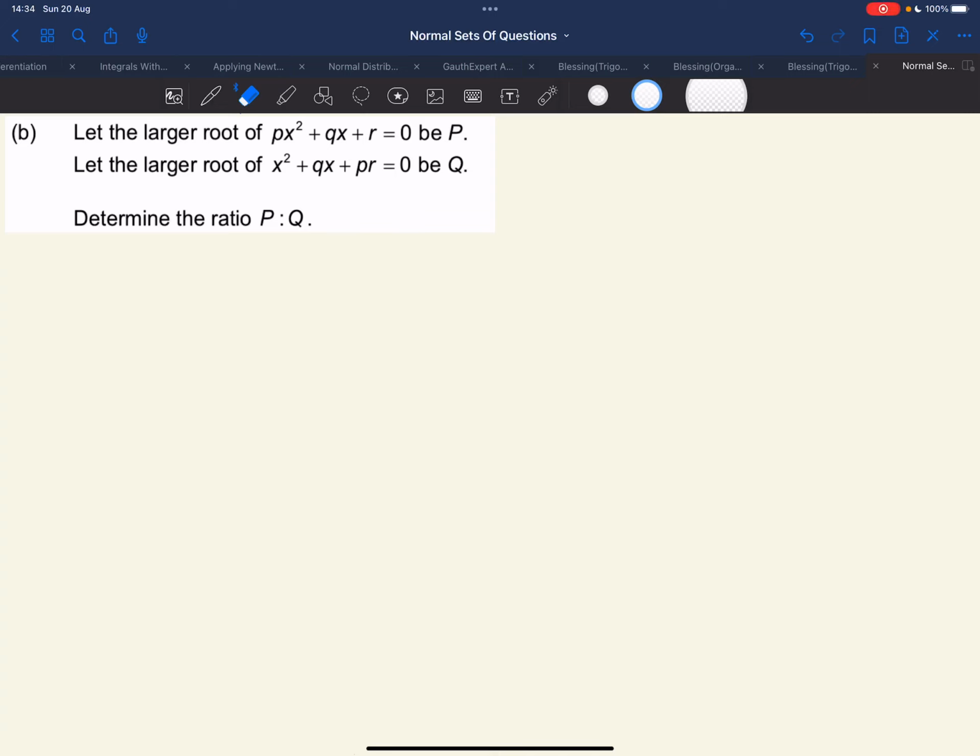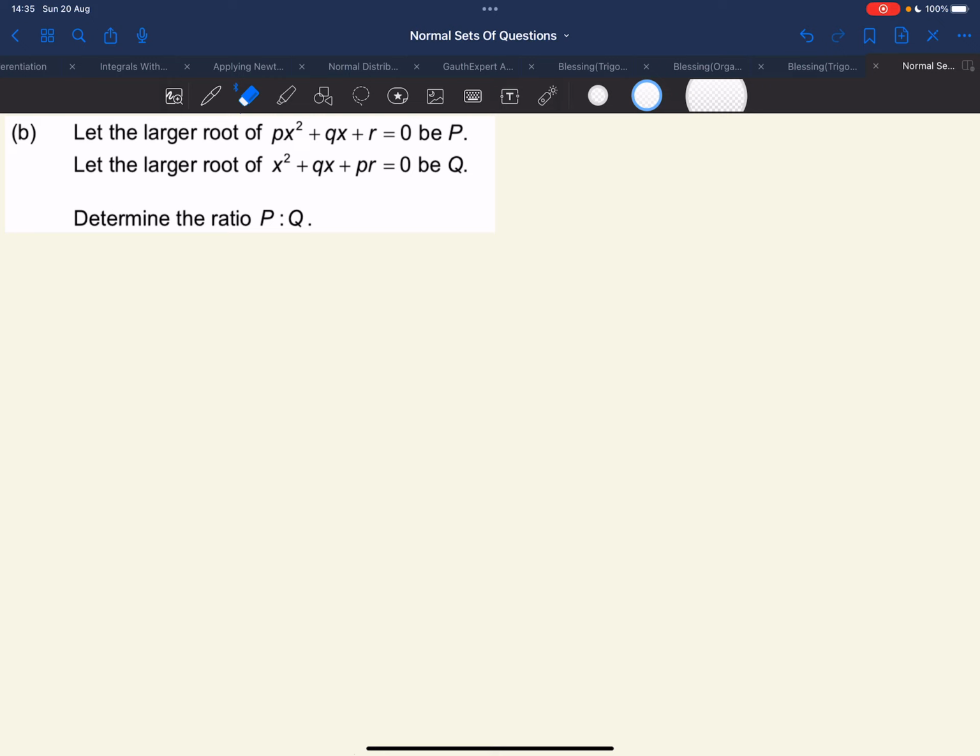Okay, right. So in question B, they say: let the larger root of px squared plus qx plus r equals 0 be p. Let the larger root of x squared plus qx plus pr equals 0 be q. Determine the ratio of p to q.